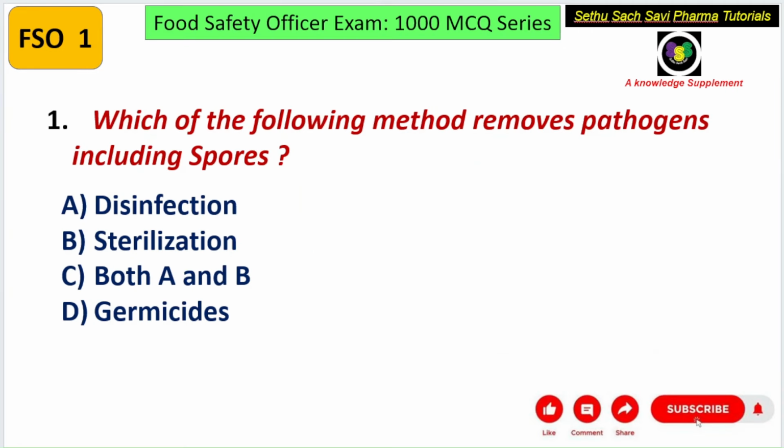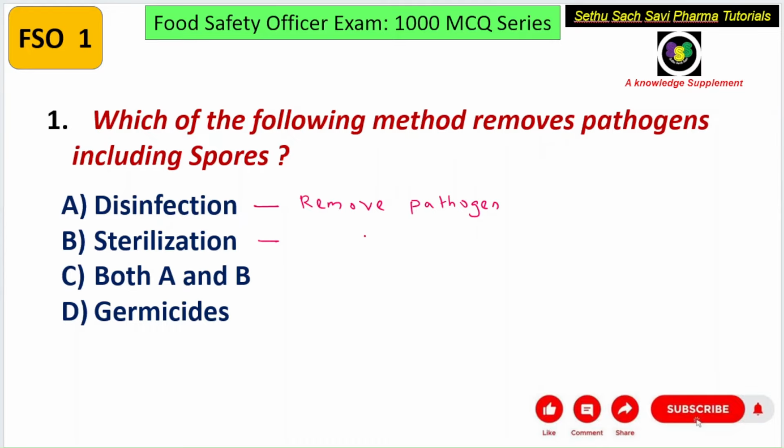So the question is, which of the following methods removes pathogens including spores? A. Disinfection. B. Sterilization. C. Both A and B. D. Germicide. So you need to remember that both disinfection as well as sterilization can remove pathogens.